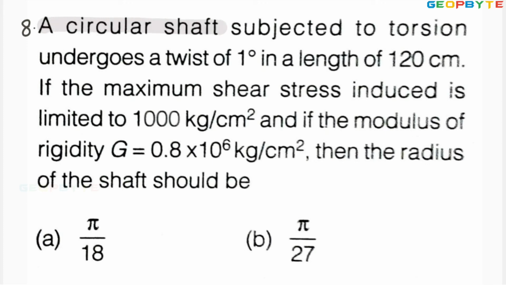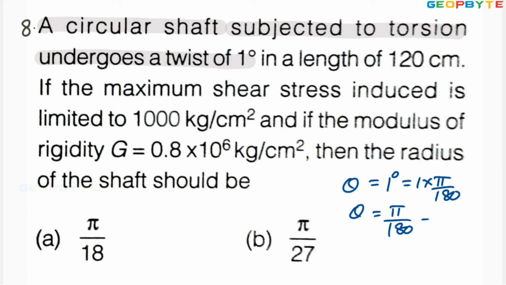Look at the eighth problem. A circular shaft subjected to a torsion undergoes a twist of 1 degree. It means angle of twist theta equal to 1 degree. To convert from degrees to radians, multiply with pi by 180. So anyhow, angle of twist equal to pi by 180 radians in a length of 120 centimeters. Length is given 120 centimeter.